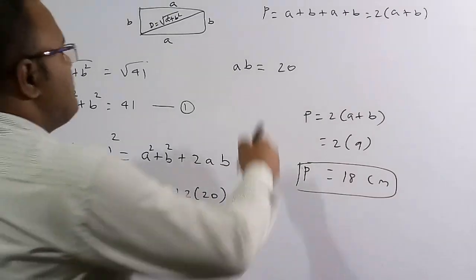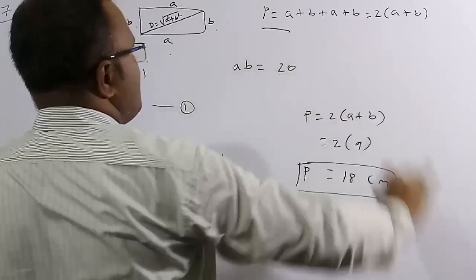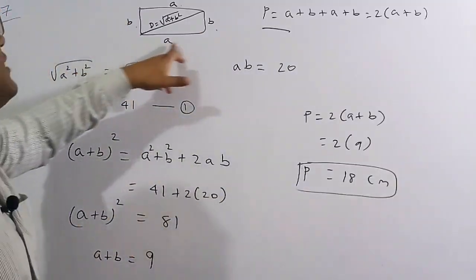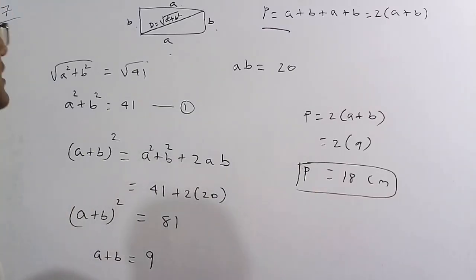So we need to find the perimeter of this rectangle. So a plus b plus a plus b is equal to twice of a plus b, means the total length of this circumference we need to figure out. So it is 2 of a plus b. That is the thing we need to figure out.